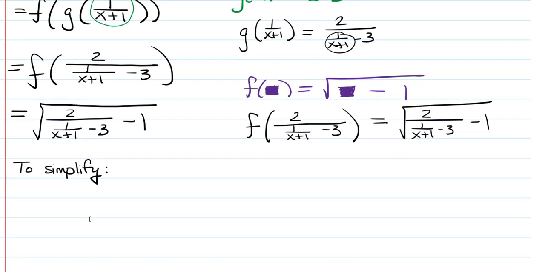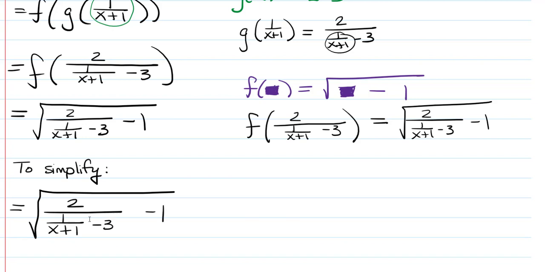So within this square root, we have what's called a complex rational expression. That means it's got fractions within fractions. As with most things in math, there are different ways you can approach the problem, but what I like to do is to multiply this big complex fraction by 1 so it doesn't change the value of it, but I'm going to write the 1 as x plus 1 over x plus 1. I'm going to multiply that into the numerator and denominator of that big fraction.